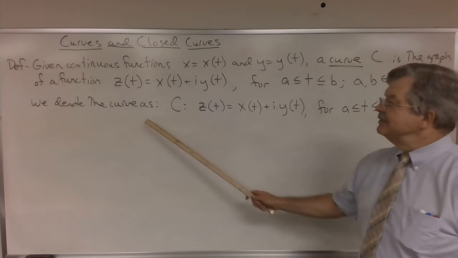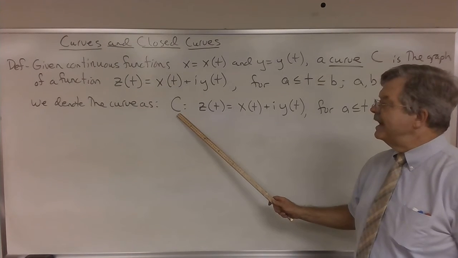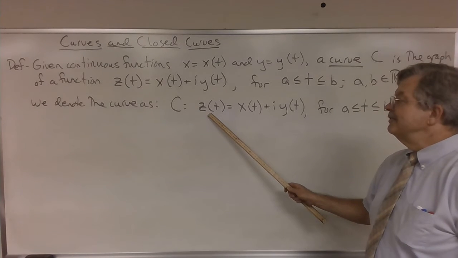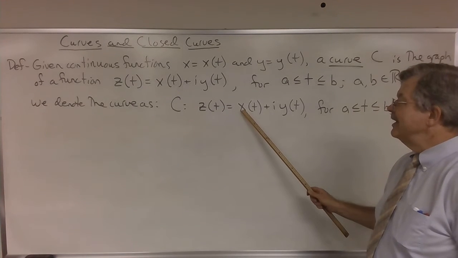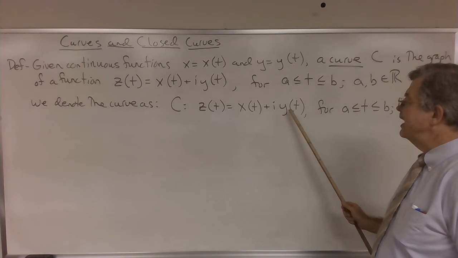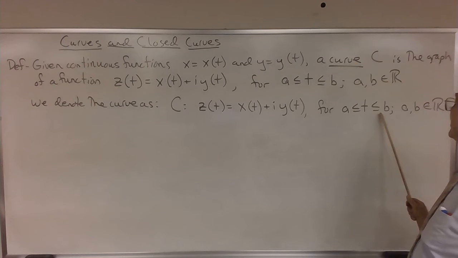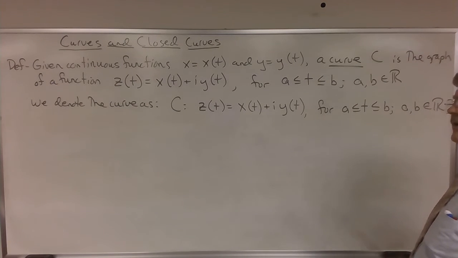And typically we'll denote the curve C this way. We'll say C is equal to z, a function of t, x of t plus i y of t. And then we'll put the interval over which t is defined.